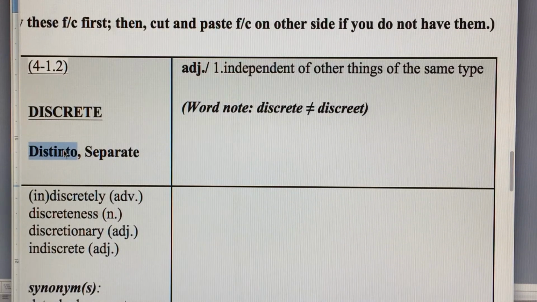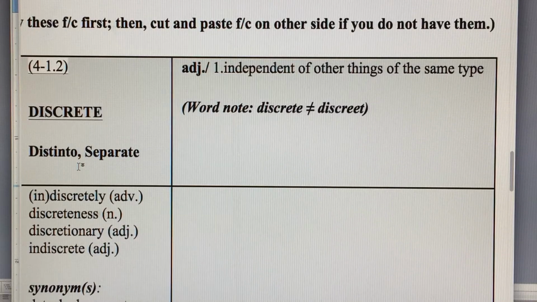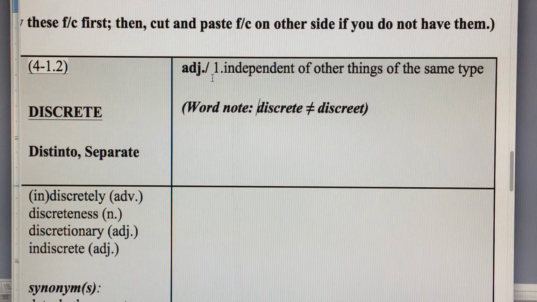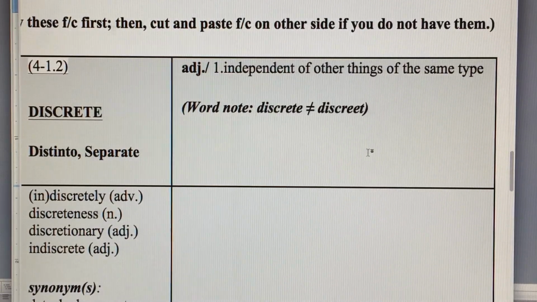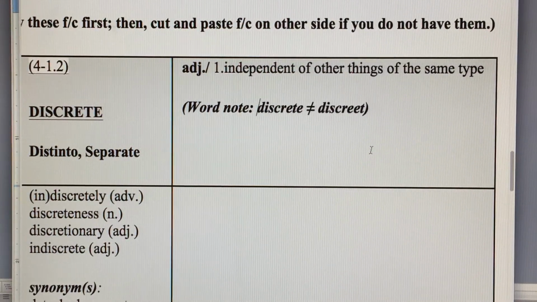Okay, discrete. A really good Spanish translation is distinto, because really it's the idea that things are separated. Pronunciation: the emphasis is on the second syllable, discrete. It's an adjective, and its definition is independent of other things of the same type. So you can separate it out.